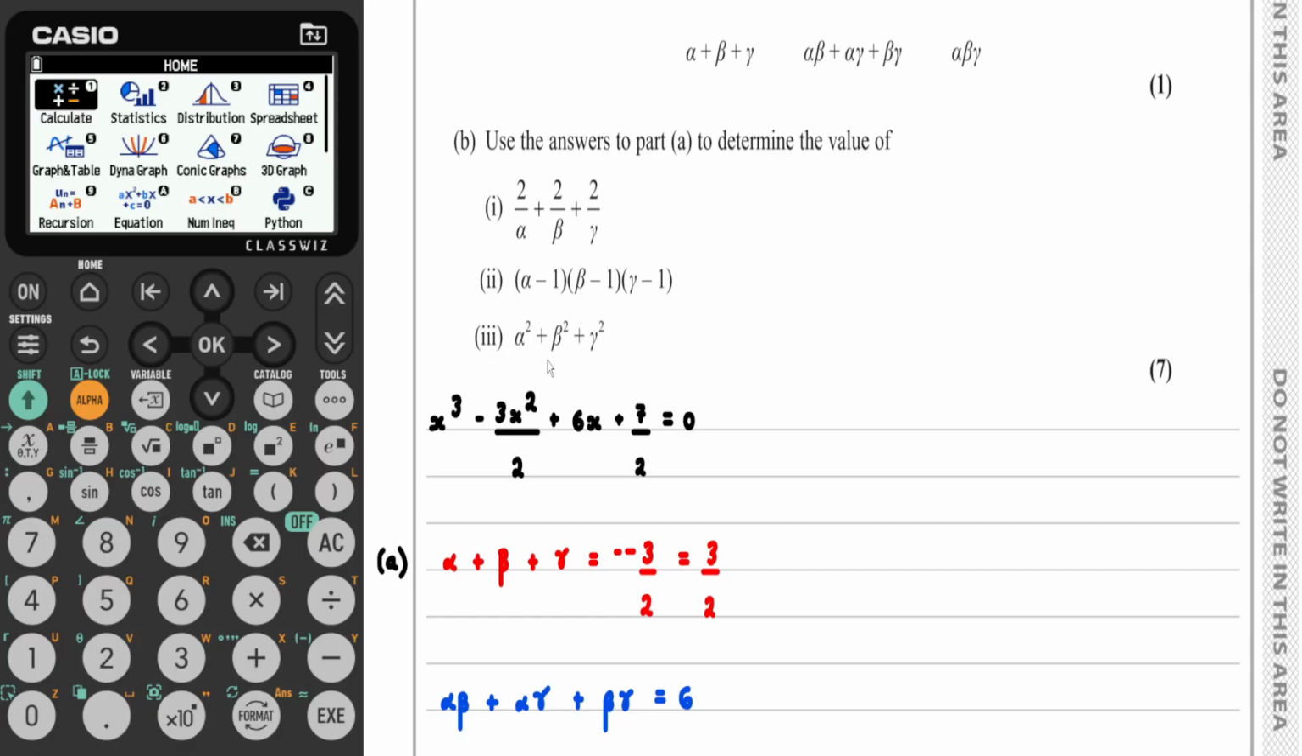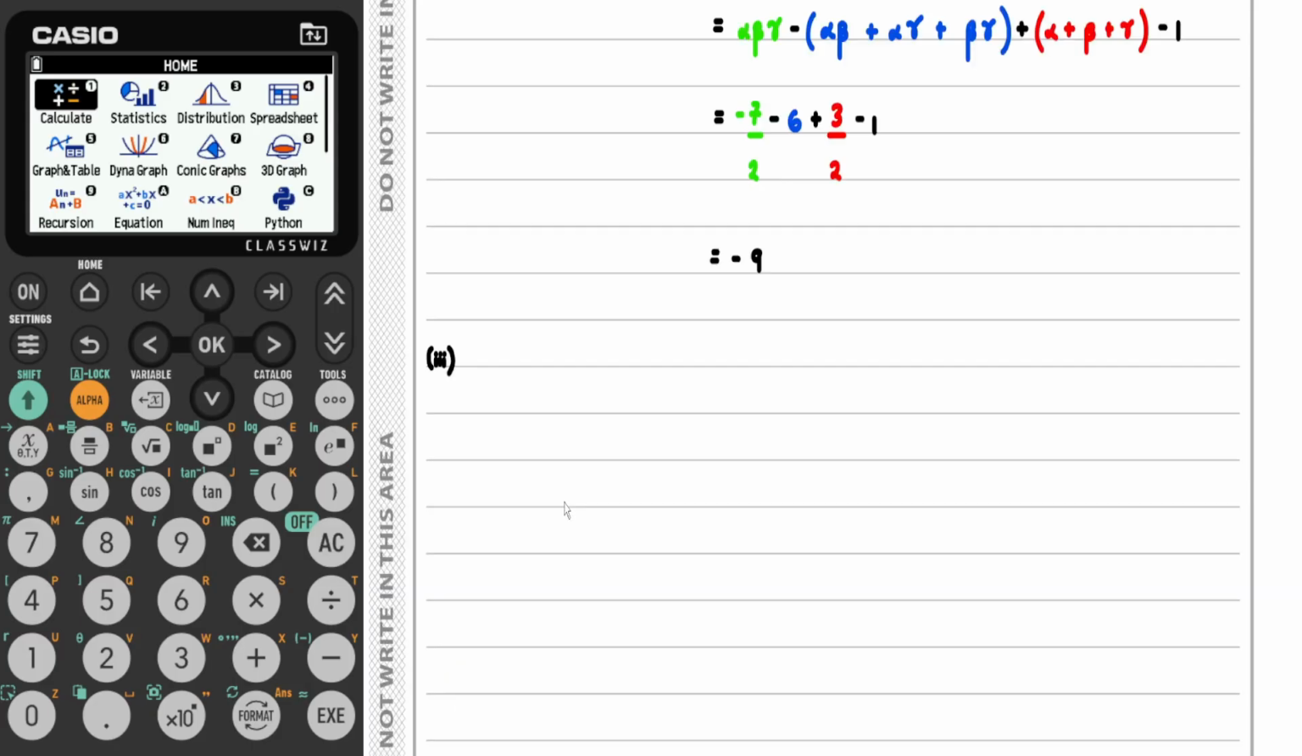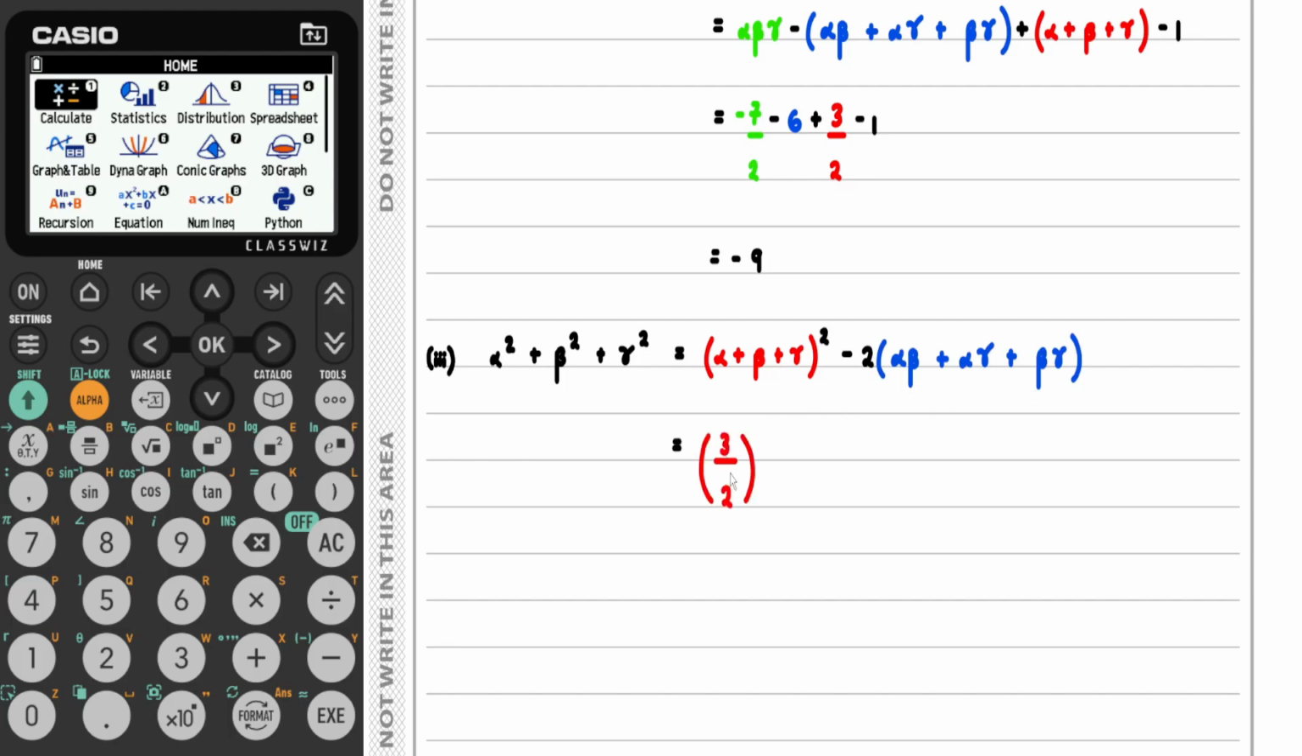We now have to determine the value of alpha squared plus beta squared plus gamma squared. Alpha squared plus beta squared plus gamma squared is equal to alpha plus beta plus gamma squared subtract 2 multiplied by alpha beta plus alpha gamma plus beta gamma. So we have 3 over 2 squared subtract 2 multiplied by 6, and working this out we get negative 39 over 4.